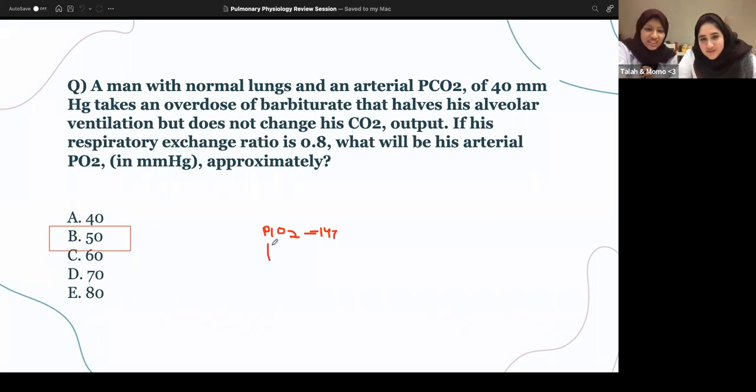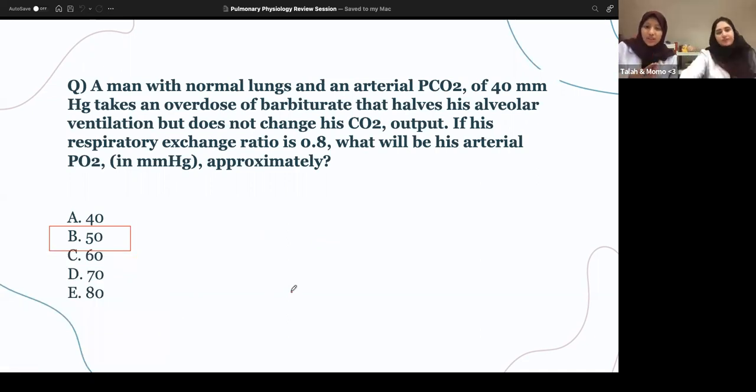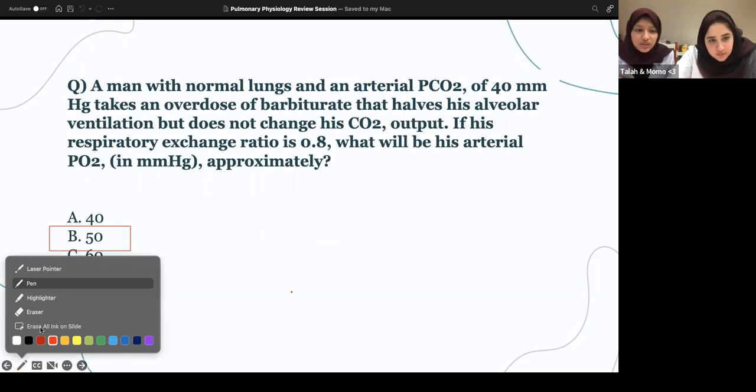Can someone type in the formula? What did you use to calculate arterial PO2 from the inspired O2? Because there's this formula, but I forgot. I'll put it in later on. So PaO2, the arterial PO2, is equal to, I'll wait for someone to write it or say it.